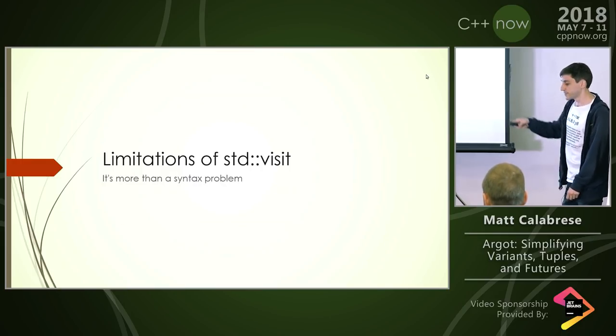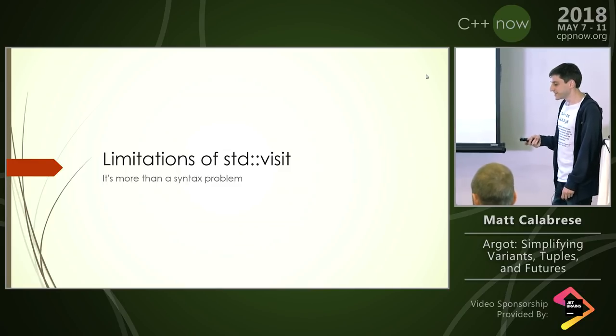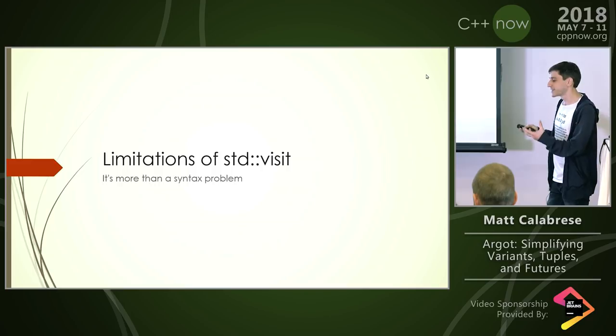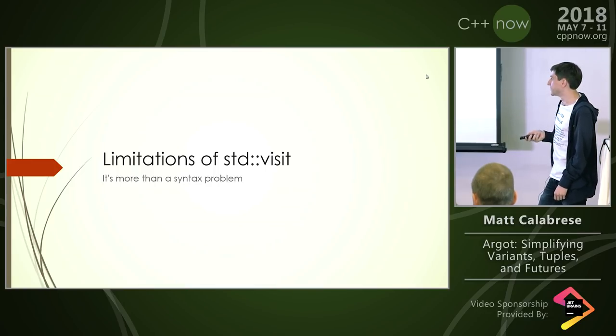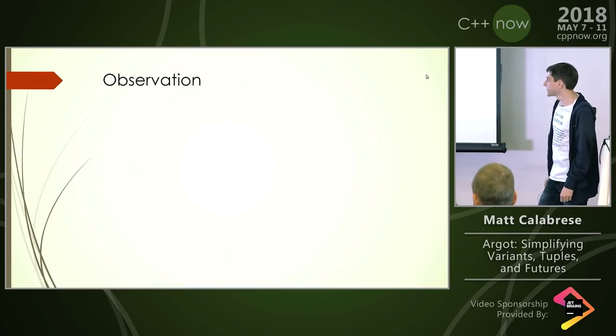So as I said, the problem with std::visit isn't so much that it's incapable. I mean, there is some kind of syntactical problem there, and it's kind of superficial. But there are also other facilities that we could use. And so what exactly can't we do with a std::visit? So, observation.